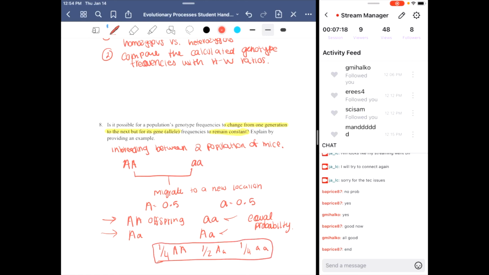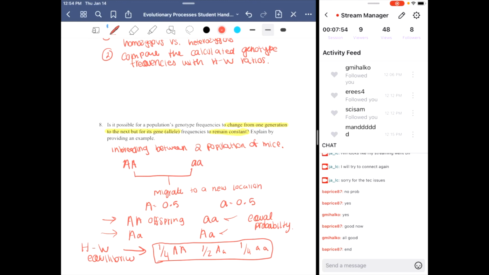And because of this ratio, we see that within one generation of the population, it has gone to Hardy-Weinberg equilibrium. So there were two inbreeding populations of mice, and when they interbred, we got 50% big A, 50% little a. And then when they mated in a new area, we went to Hardy-Weinberg equilibrium. The offspring showed Hardy-Weinberg equilibrium for the genotypes.